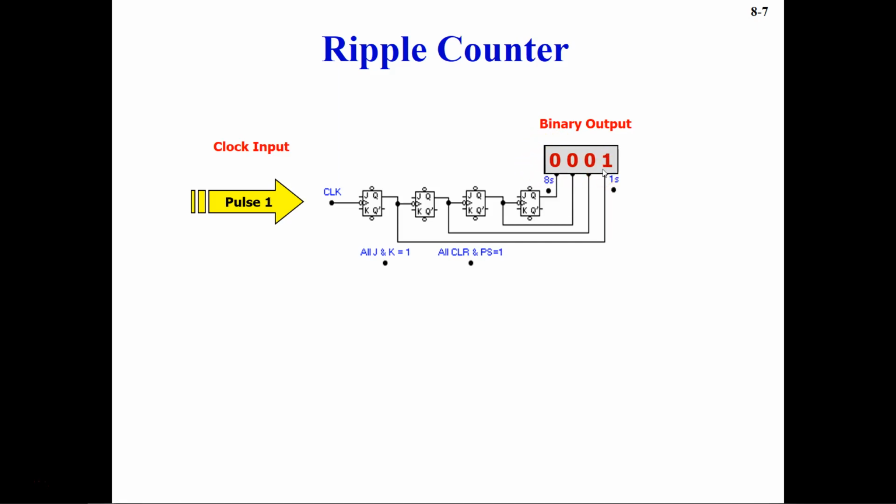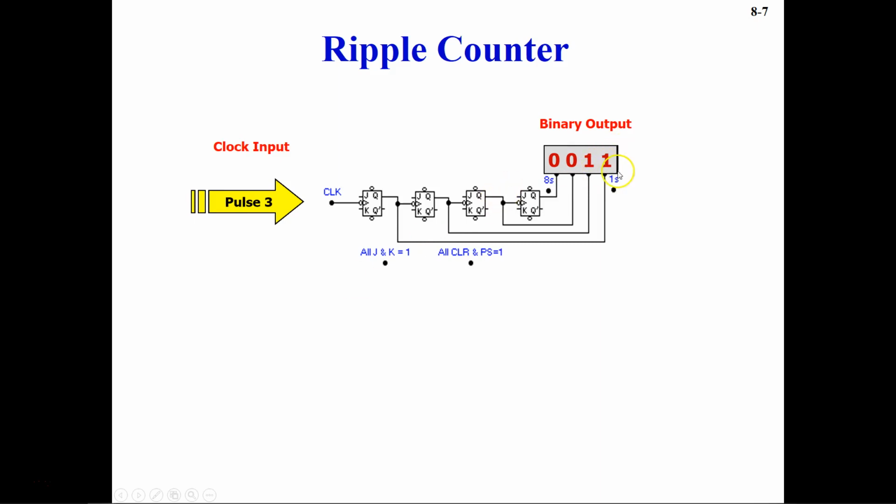So this 0, 0, 0, 1 represents your 1, and in the second pulse, when your binary output comes out to be 0, 0, 1, 0, what does it represent in decimal? So in decimal it is 2. So you see how it has counted from 0 to 1 to 2, and then as you go on increasing the pulse, you will see the change here.